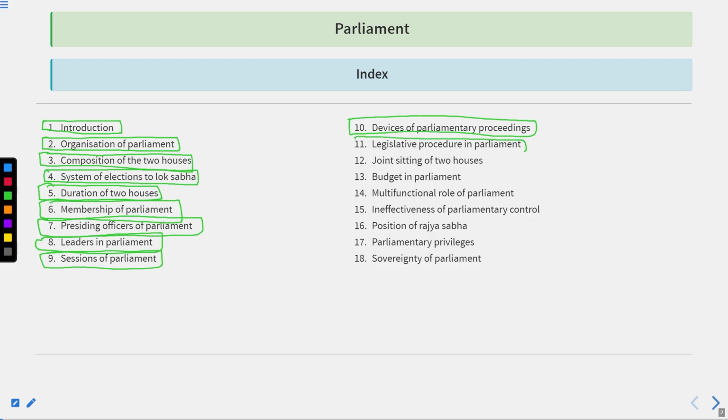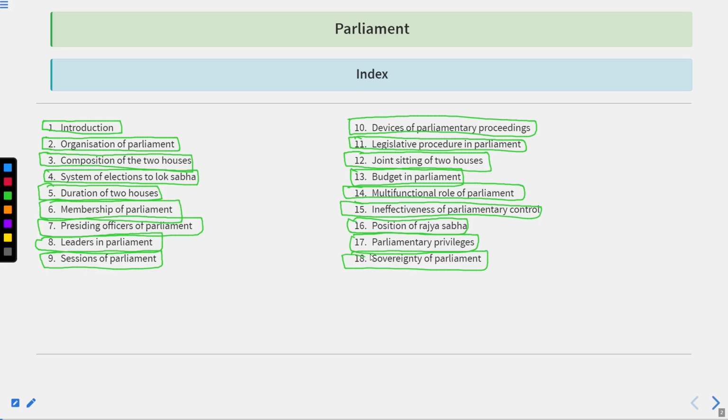thereafter the legislative procedure in parliament, thereafter the joint sitting of two houses, thereafter the budget in parliament, thereafter the multifunctional role of parliament, thereafter ineffectiveness of parliamentary control, thereafter the position of Rajya Sabha, thereafter the parliamentary privileges, and then the sovereignty of parliament. Okay, so these all were the topics that we had scheduled for discussion.